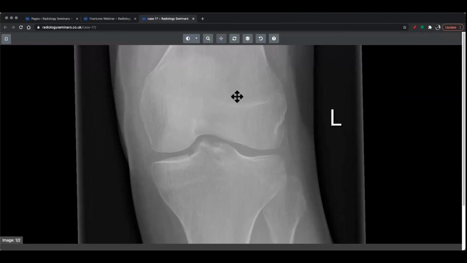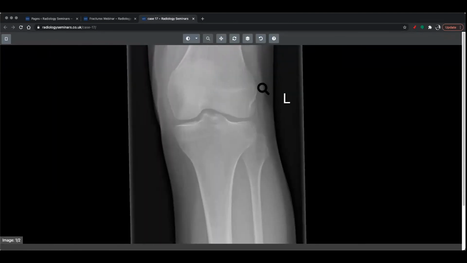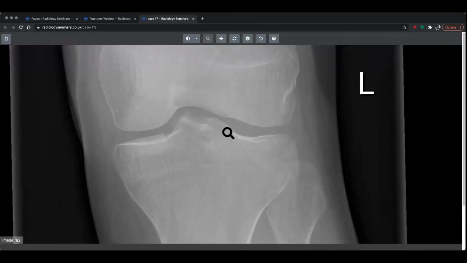So exactly right, you want to go back to basics. One of the things I'd be looking for is that fibular head. Often, fractures in the fibular head can be missed. You might see a little fleck of bone sitting around here. That would be a Segond fracture, which would be indicative of an ACL injury, so you need to go for further imaging.